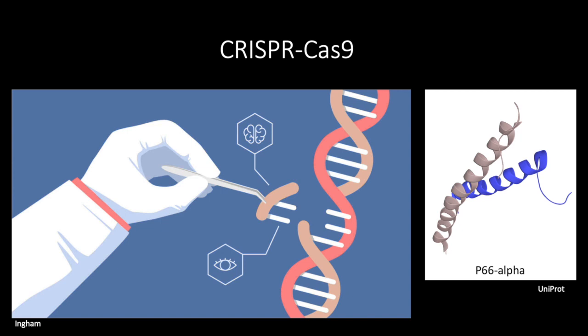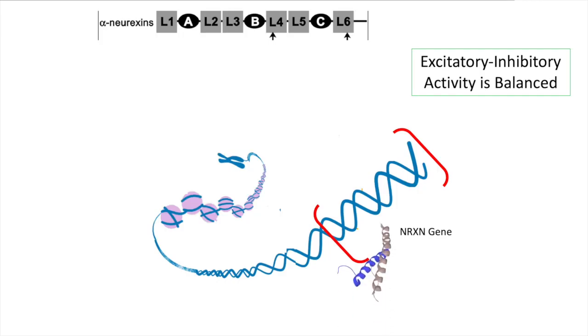To use CRISPR-Cas9, we need to briefly understand how splicing occurs. The protein p66-alpha binds to neurexin genes and forms a complex that methylates the DNA. In the case of some neurexins, this methylation is required for the exon to be spliced in. We can imagine using this knowledge to develop techniques for potentially preventing neurodevelopmental disorders.